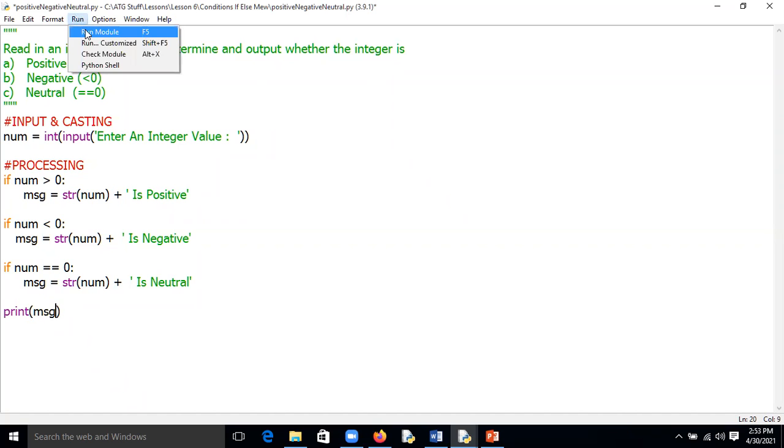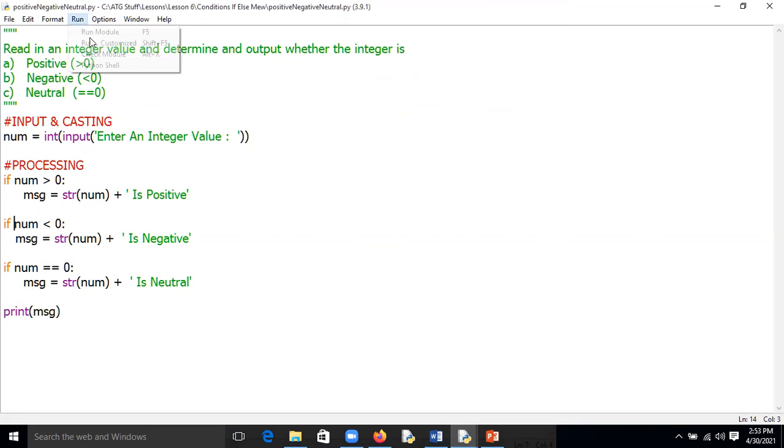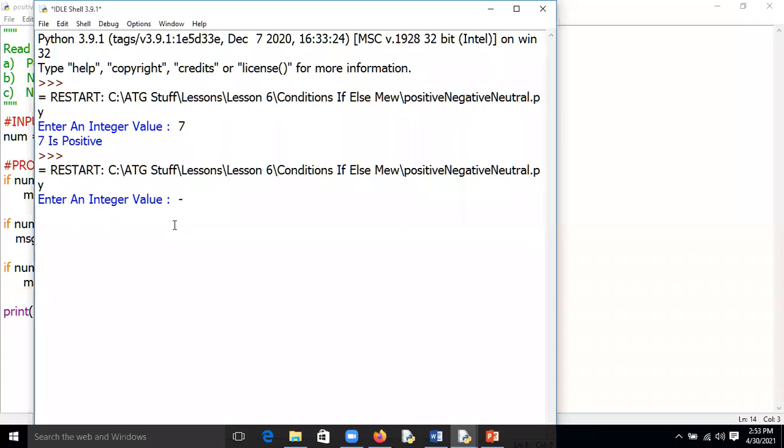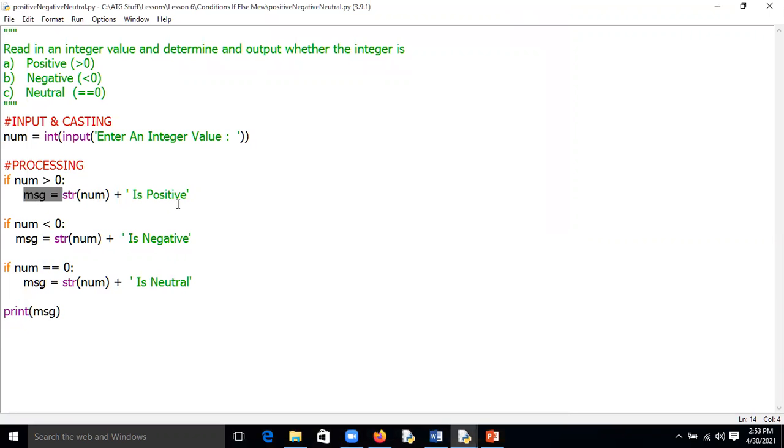And once again, if I run it and enter 7, there we go, 7 is positive. If I run it again and enter -2, it's going to be negative. And if I run it one more time and enter 0, it's going to be neutral. So you will notice that this works just as well. The good thing is that there's just one print statement. Okay? So this is simple: greater than, less than, equal to, etc.